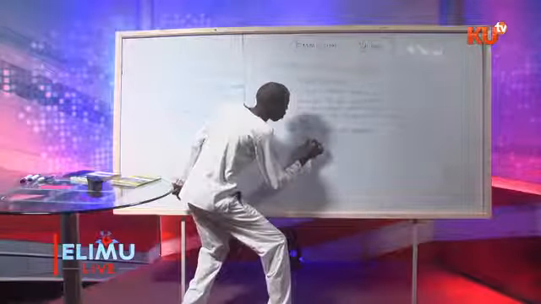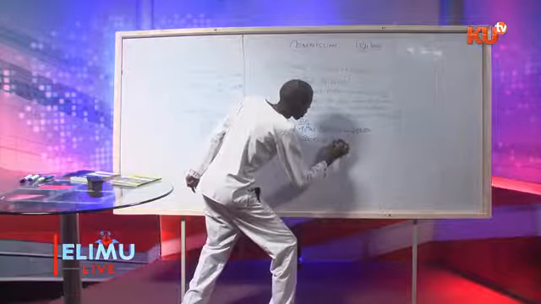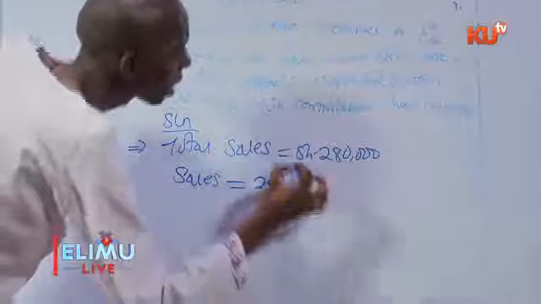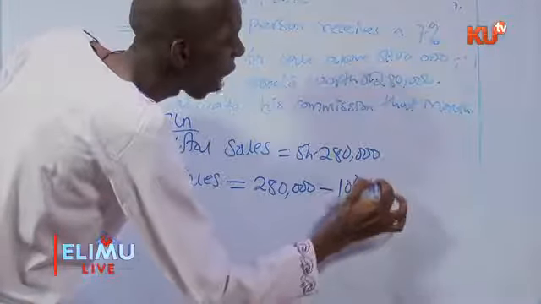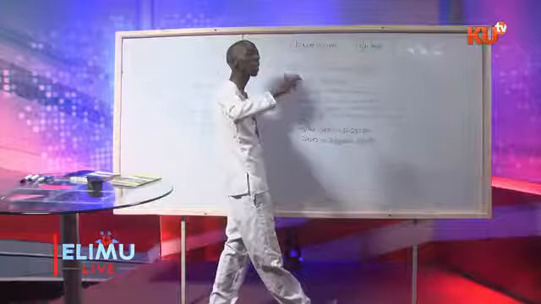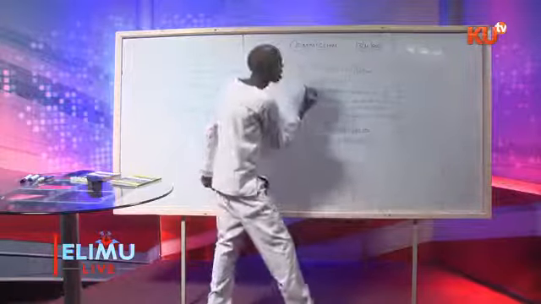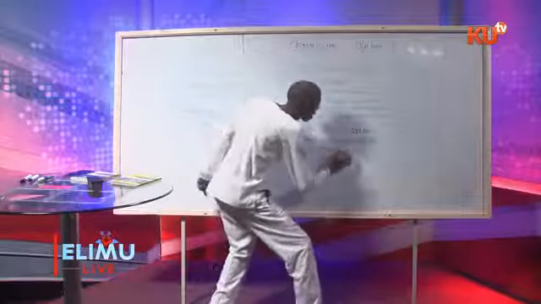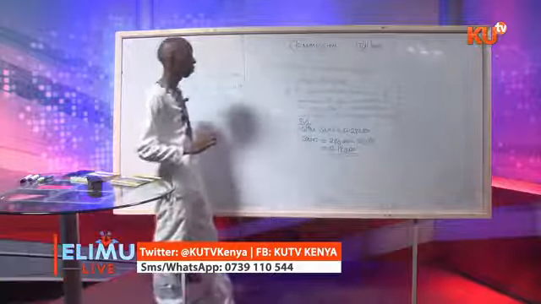So for us to get the sales from which he'll get the commission, we'll take the total sales, which is 280,000, and subtract 100,000. Why are we subtracting 100,000? Because he is given commission for sales above 100,000. Therefore, the sales from which he will receive the commission is sales of 180,000. My dear student, I hope you are getting it.